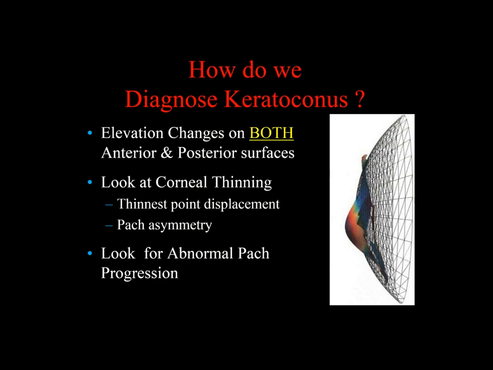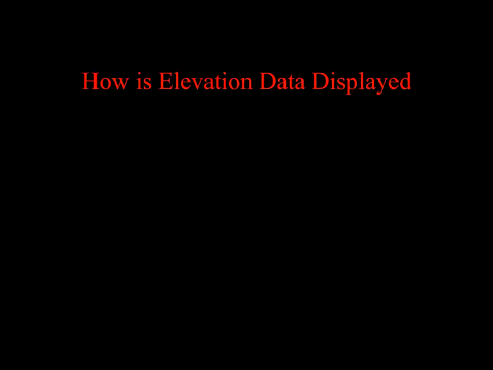So how do we diagnose keratoconus? We look at elevation changes on both the anterior and posterior surface. You look at corneal thinning. You look for displacement of the thinnest point. Also, what we haven't discussed, you look at pachymetric asymmetry: asymmetry in all points between the right and left eyes. And something I'll talk about later, we also look at an abnormal pachymetric progression. I'll discuss that later, but that's the rate of change of corneal thinning from the limbus to the thinnest point.